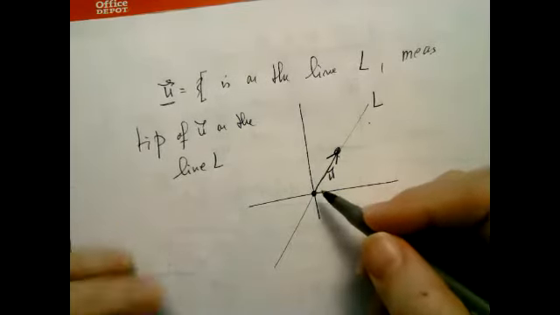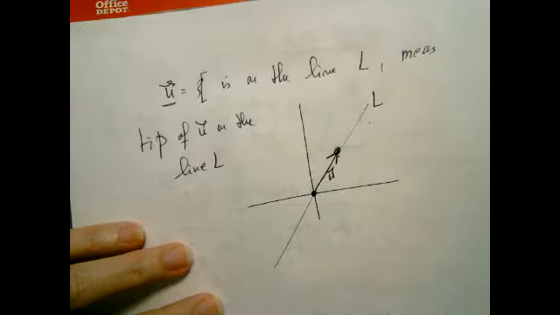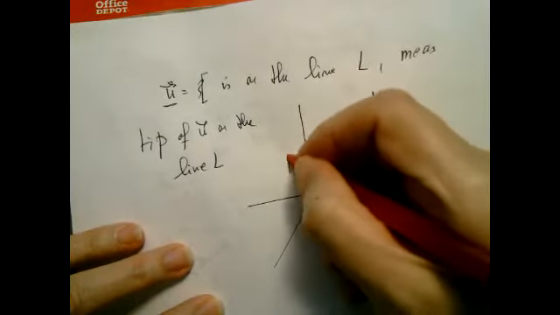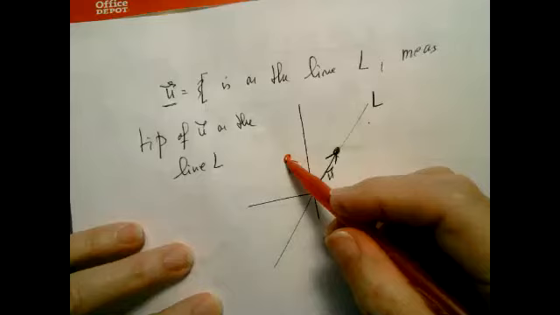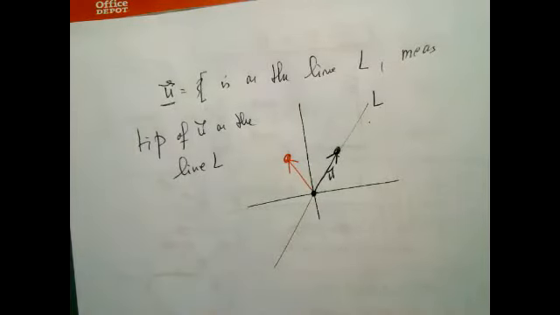So really what defines my vector is really the tip. So this vector is on the line. However, if I draw this one, this is not on the line because the tip is not on the line. So that's really what they mean a vector is on the line.